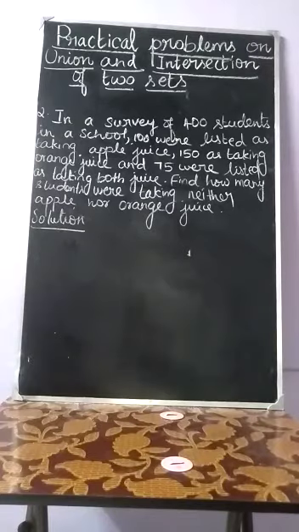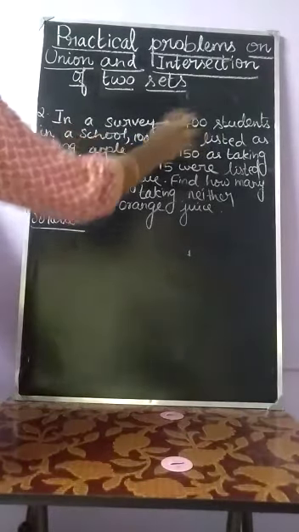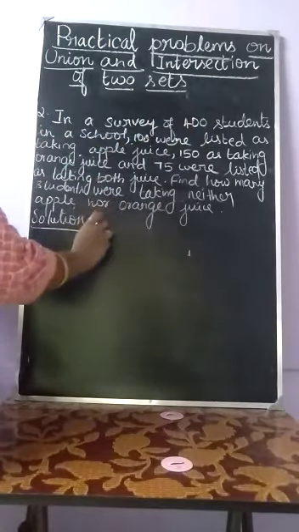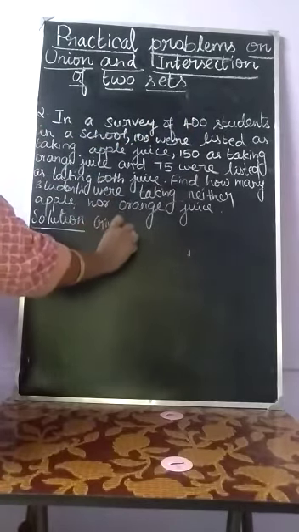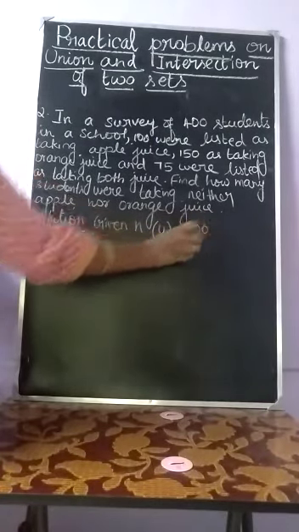First, what is the first value given? In a survey of 400 students in a school, so the total number of students is 400. That is the universal set value. So n of U is equal to 400.